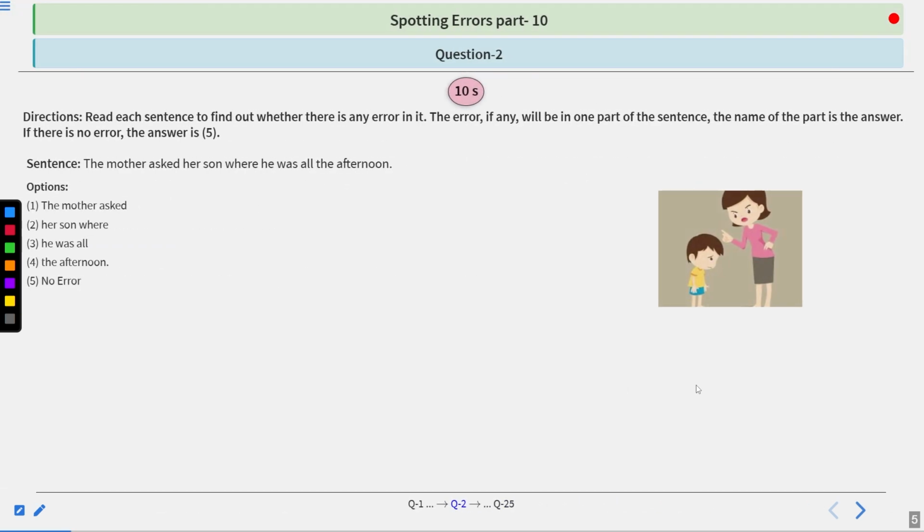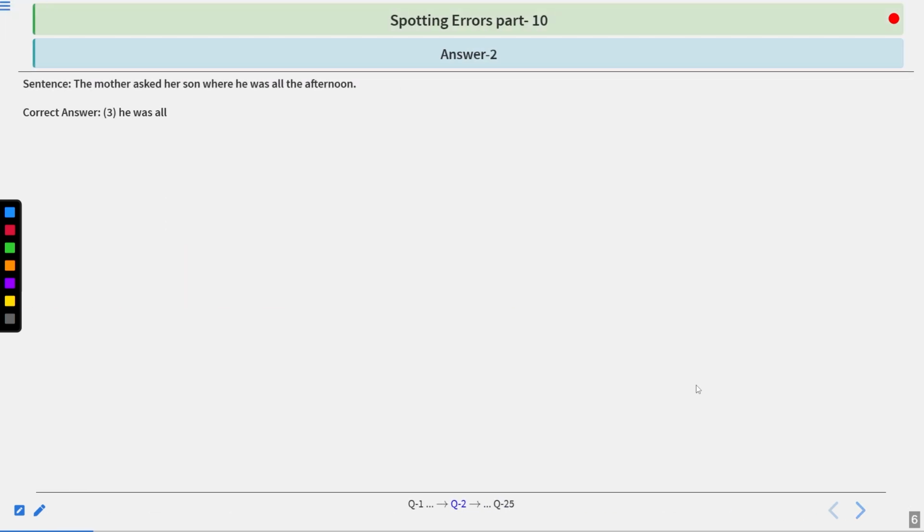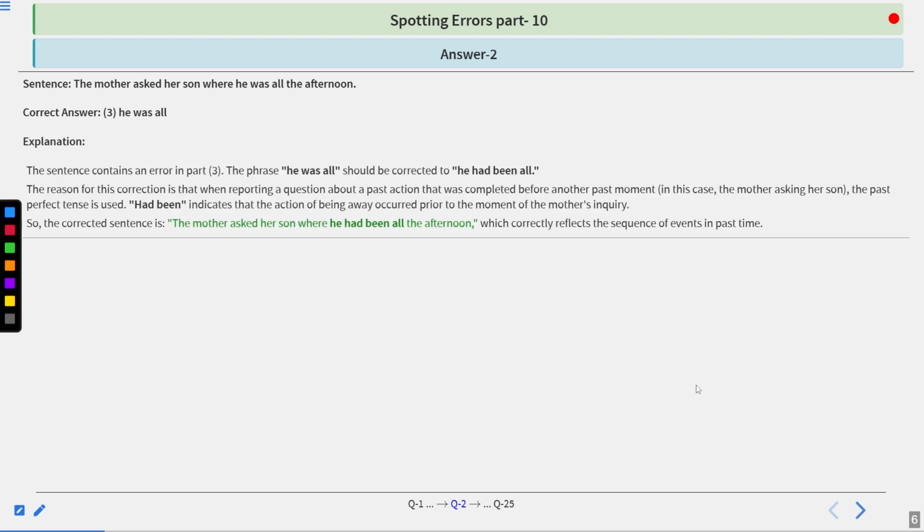The sentence is, the mother asked her son where he was all the afternoon. Options are given below. You have 10 seconds to spot the error. I hope you have answered. Let's look at the correct answer. The correct answer is 3, he was all. Let's look at the explanation. The sentence contains an error in part 3. The phrase he was all should be corrected to he had been all.